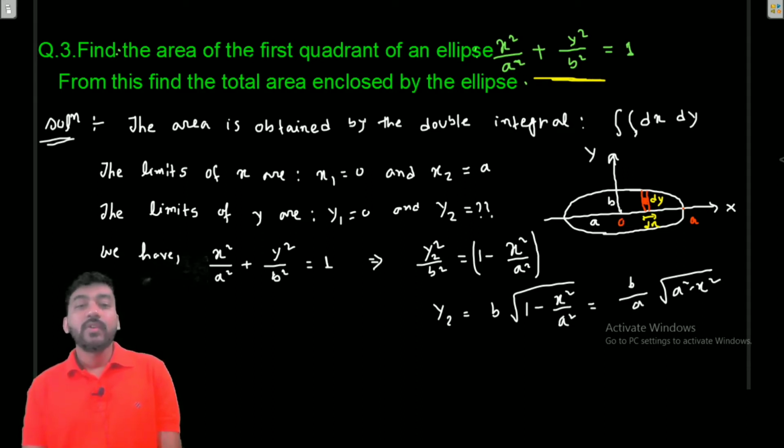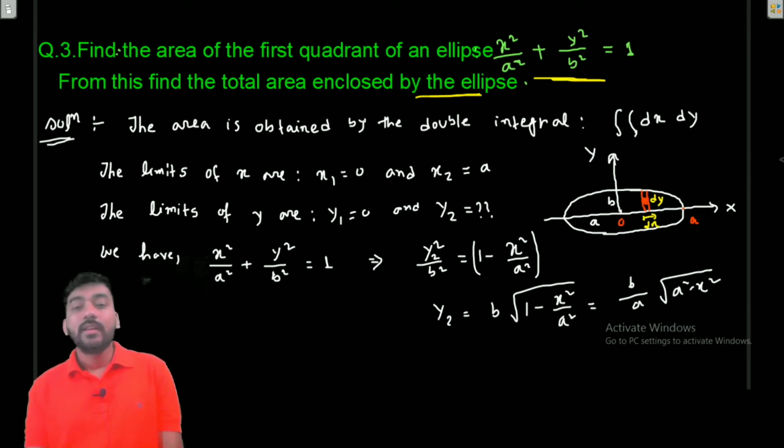You have to find the area of the first quadrant of this ellipse, and from this find the total area enclosed by this ellipse. If you want to find the total area, you first find the first quadrant, and there are 4 quadrants, so you can multiply by 4 and you will get the total area. So first you have to find the area of the first quadrant. Here I have given the drawing also.